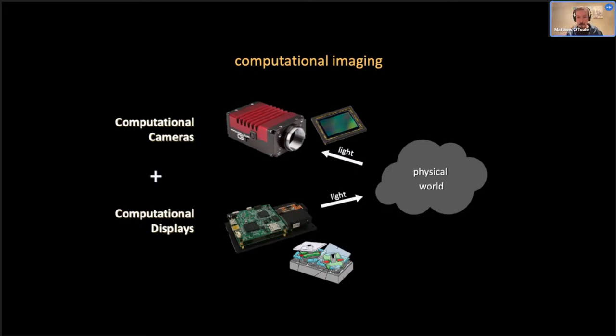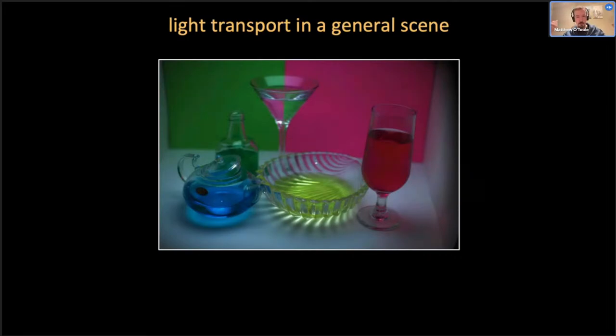But before we do that, let's talk a little bit about how light actually interacts with the world. Here's a photo that I captured a few years ago where there's a lot of things going on. We have a bunch of glasses with liquids in them, and these liquids are dyed in a bunch of different colors. And we have some light that's casting shadows across the scene.